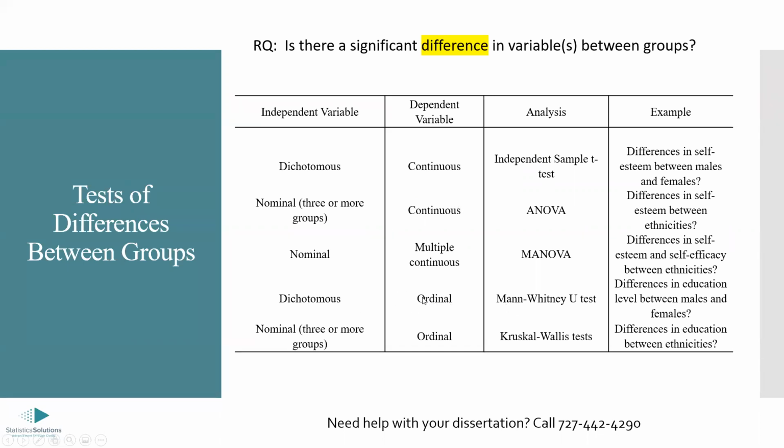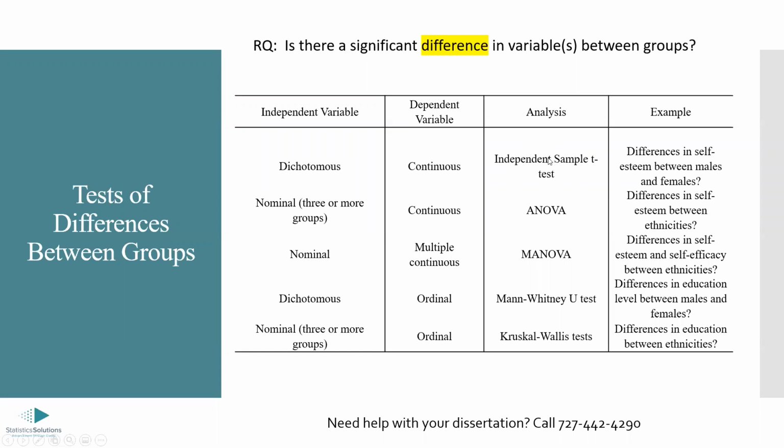So if your dependent variable is ordinal, such as education, and you're looking for differences in a dichotomous variable, 2 groups, then you would use what's called a Mann-Whitney U-test. A Mann-Whitney U-test is very similar to an independent sample t-test, as you can see up here.